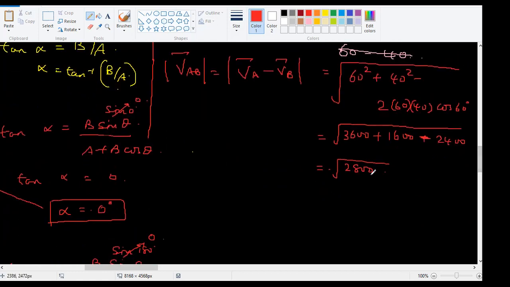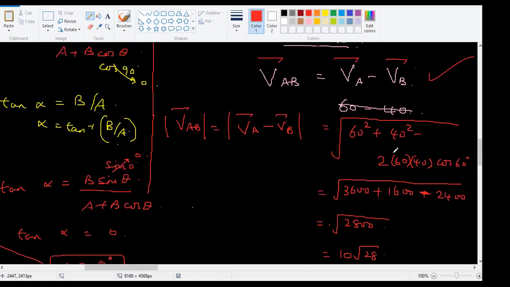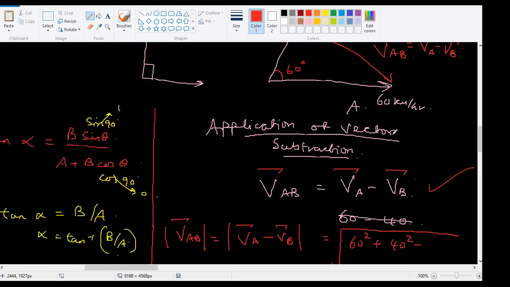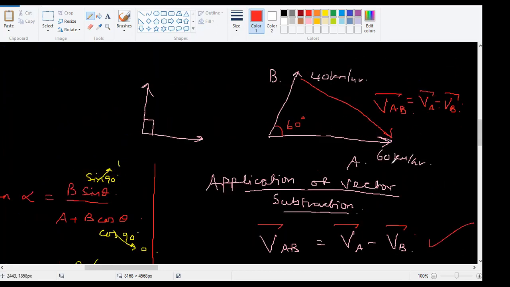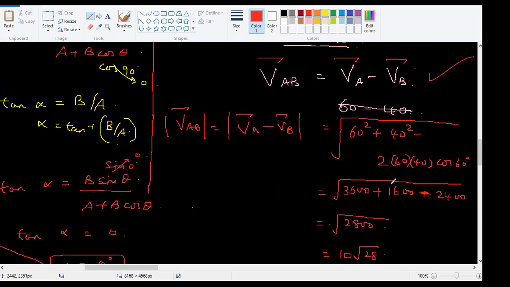28 will give me 5 point something. 100 square root is 10. So 52.91, I guess. 52.91 kilometer per hour. So that means the magnitude of this relative velocity will be, this guy is actually going away from B at 52 kilometers per hour. That's the meaning of this. Okay.